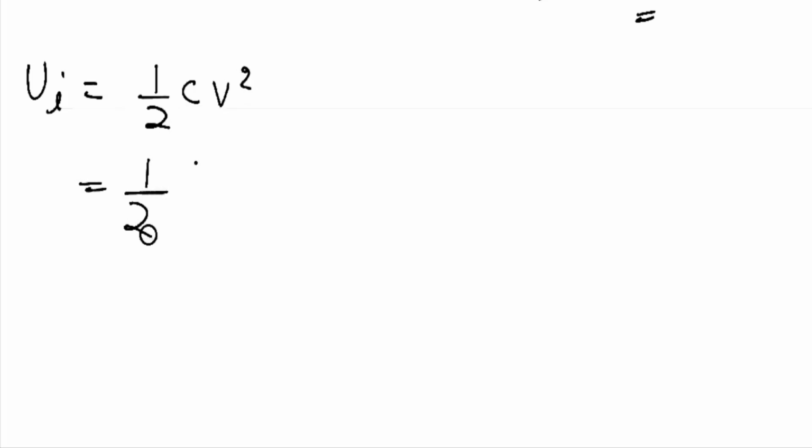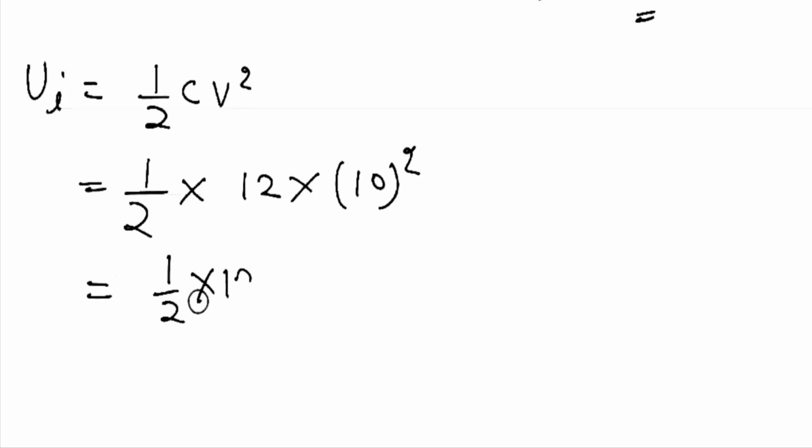Now if we calculate the energy initial, this will be half C V square. The C was 12 picofarad into the voltage 10 square. So this will be half into 12 into 100, that is 600 picojoule.